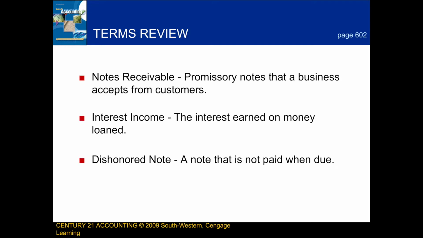Alright, so there are a few key terms that I'd like to go over before we start the accounting part of this lesson. So notes receivable are promissory notes that a business accepts from customers. Interest income is the interest earned on money that is loaned. And a dishonored note is a note that is not paid when it is due.